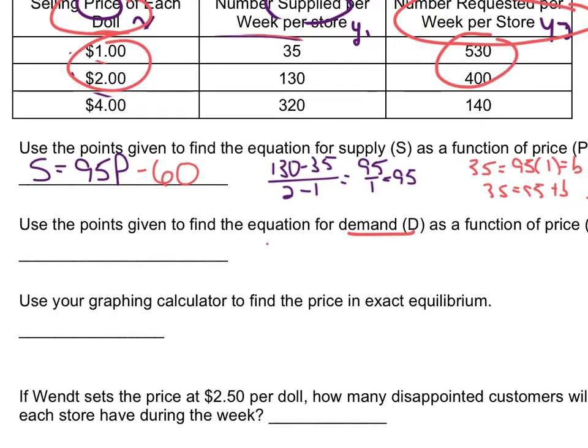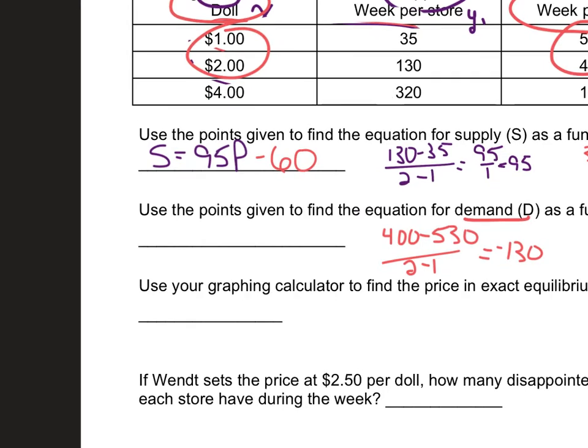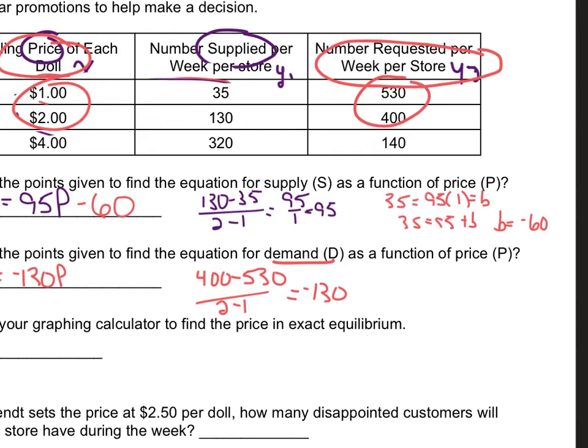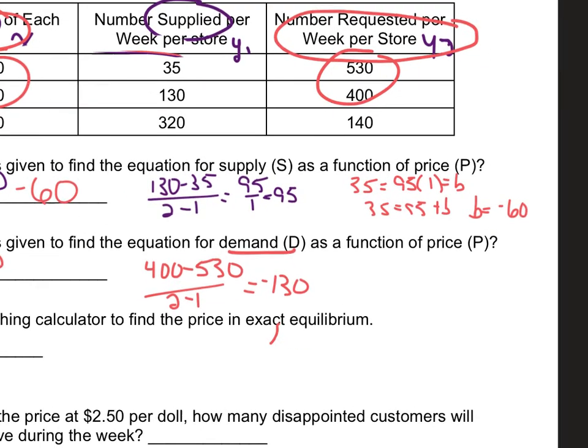So I have 400 minus 530 over 2 minus 1 again. And for that one, I get negative 130. So I have a negative slope this time. Remember, we're talking about demand D this time, so negative 130 still times P. And we do the same thing we did last time. This time I'm going to use 530 and 1 as my points. Sorry, I'm writing all over the place here.